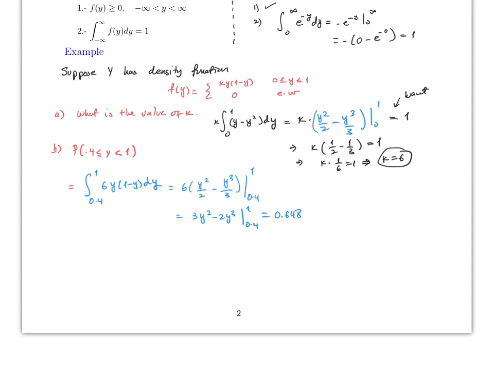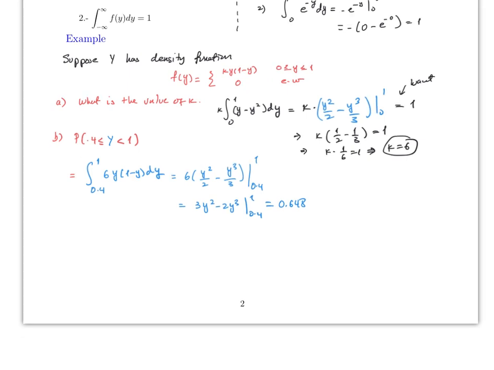Notice that here it doesn't matter if this was an equal sign or not. Why? The reason is that this is a continuous function. If this was not continuous, then that would really matter. But for continuous functions, it doesn't matter if you have the equal sign. Right, part C.